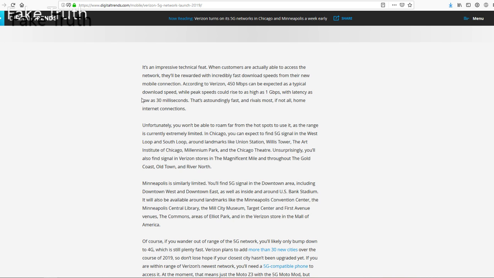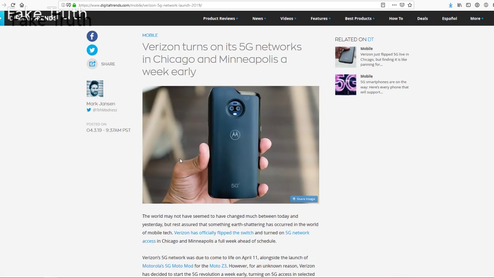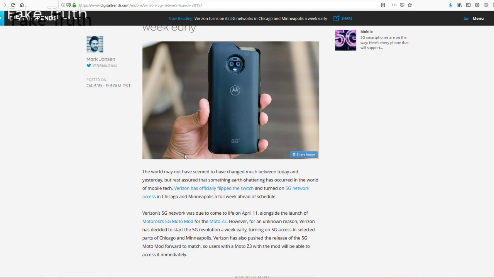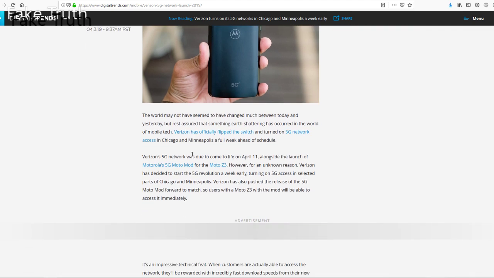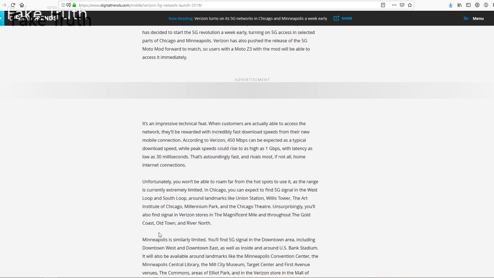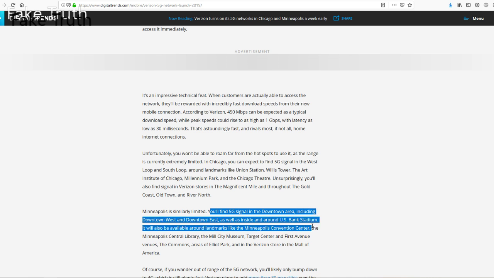Maybe. But what I thought is interesting here is that they're rolling out this 5G a week early, basically. I know they've been working on the infrastructure everywhere, and it's just a massive build out, and there can't be that many places that are really set up for this quite yet. But apparently it's working in Chicago, but only in certain places, right? You'll find 5G signal in the downtown area. Also be available around landmarks, the convention center, the Commons, and the Verizon store, right?